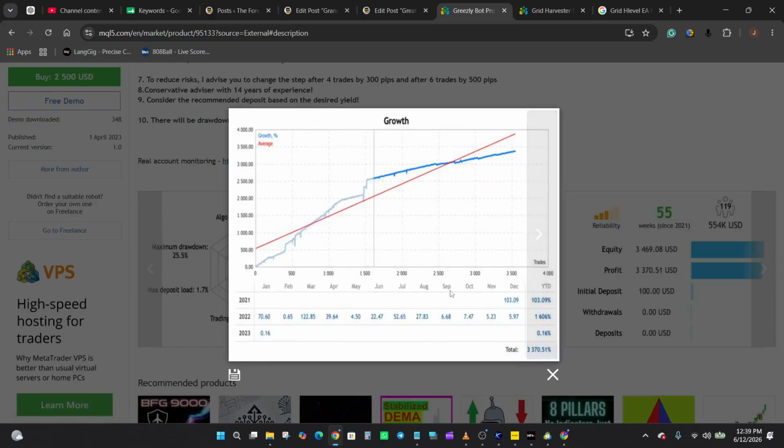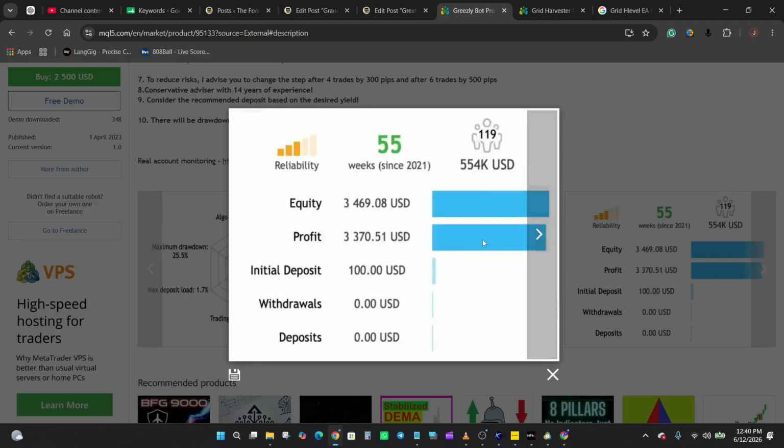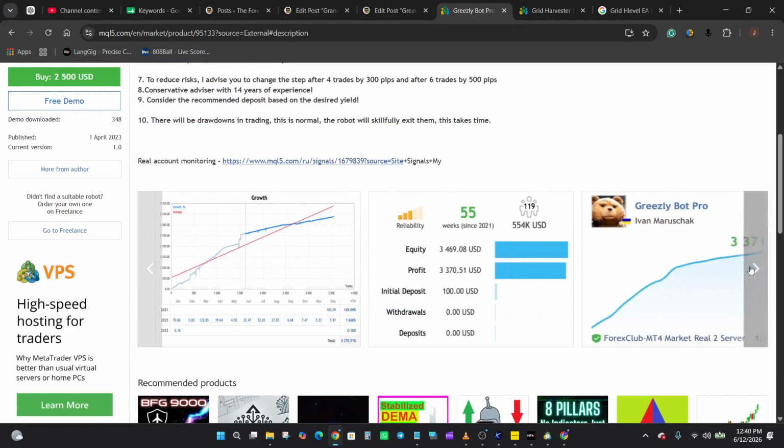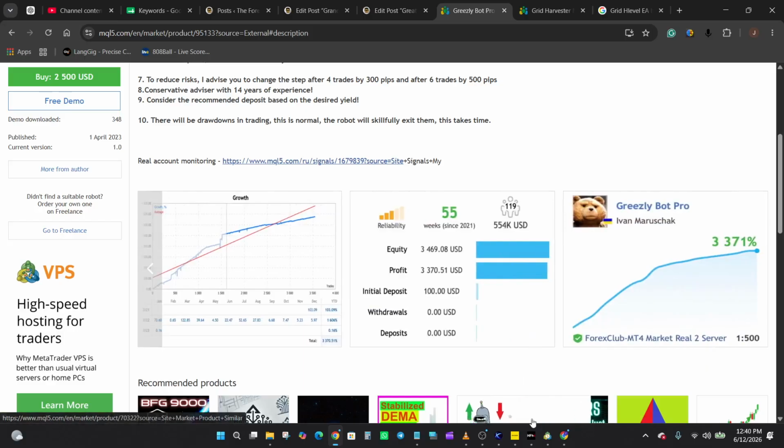Now, briefly looking at what we have here, the EA recorded a growth of about 3,370% from December 2021 to January 2023. And we can also see here from an initial deposit of $100, a profit of 3,370.51 over 55 weeks. And that's just about that. So let's head over to our strategy tester.